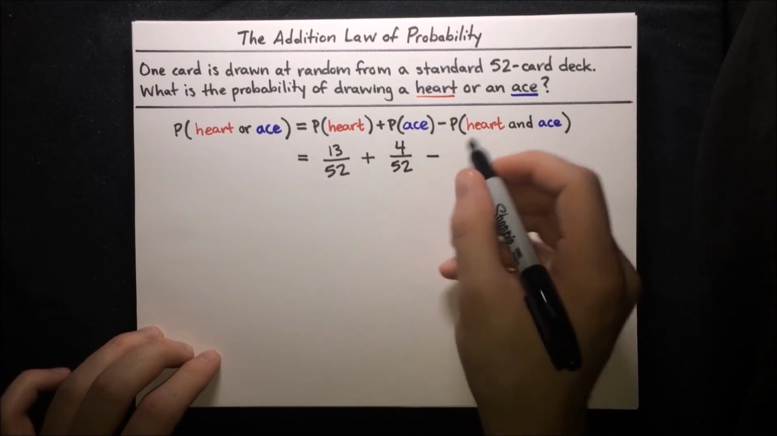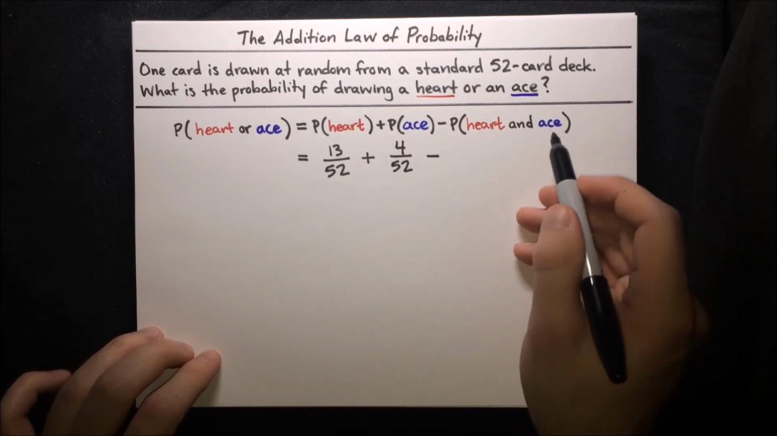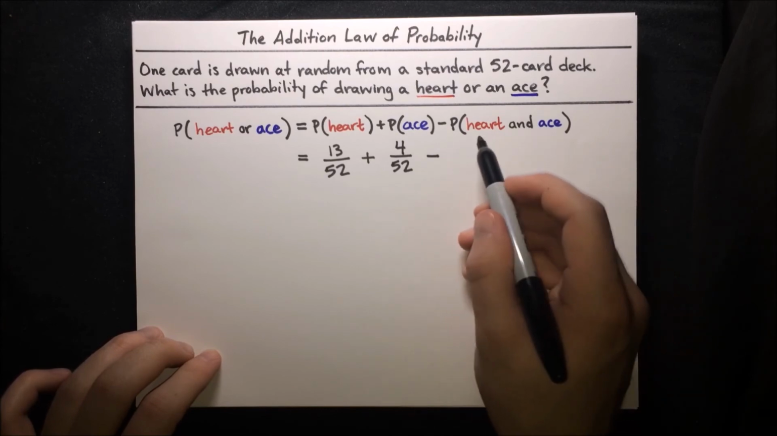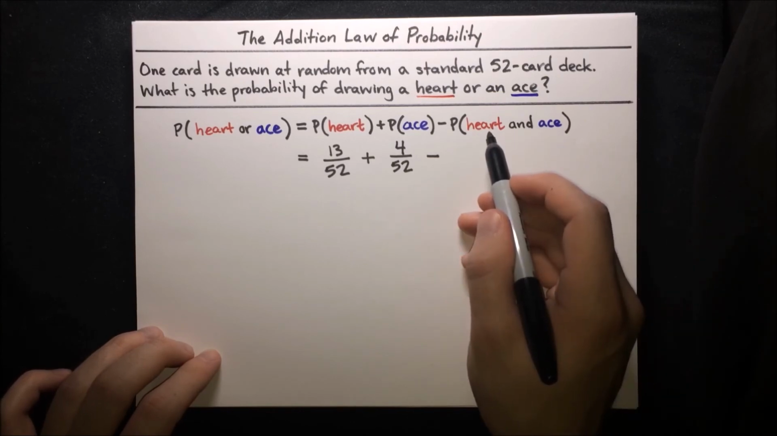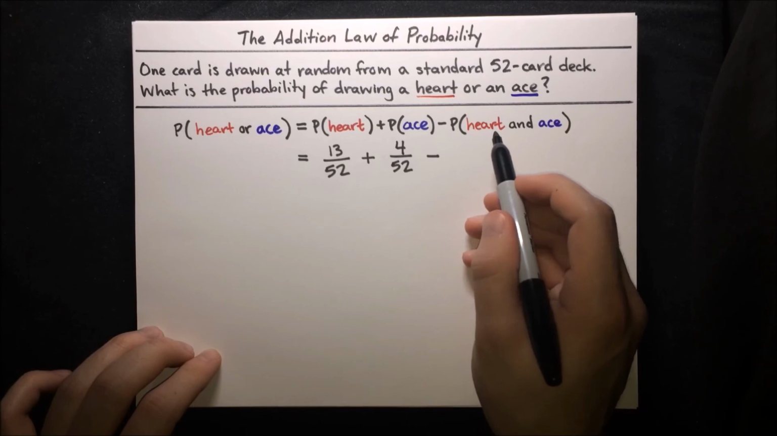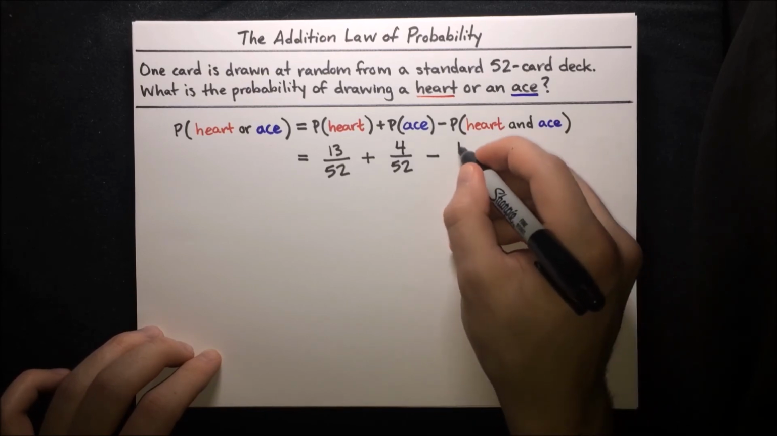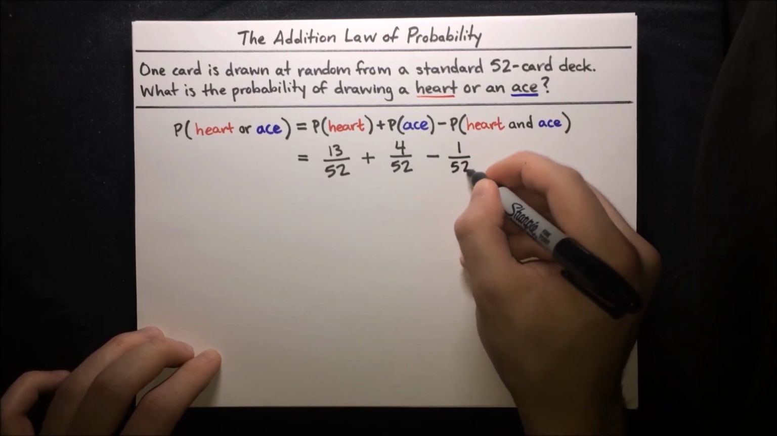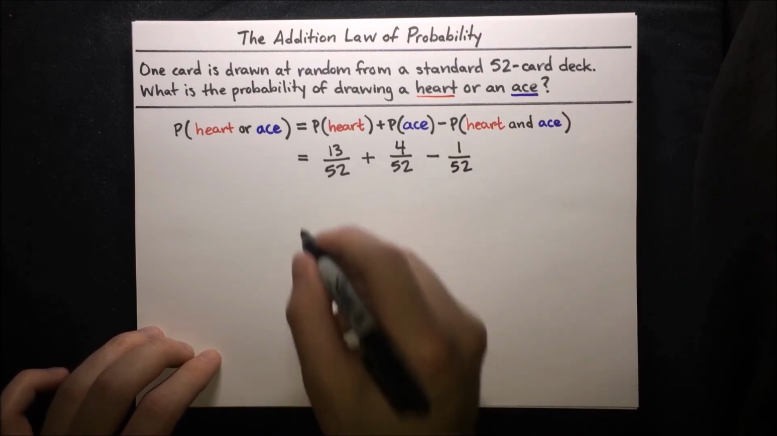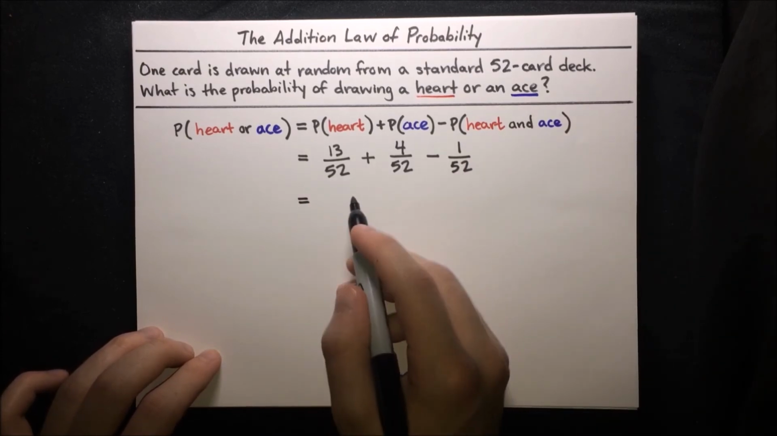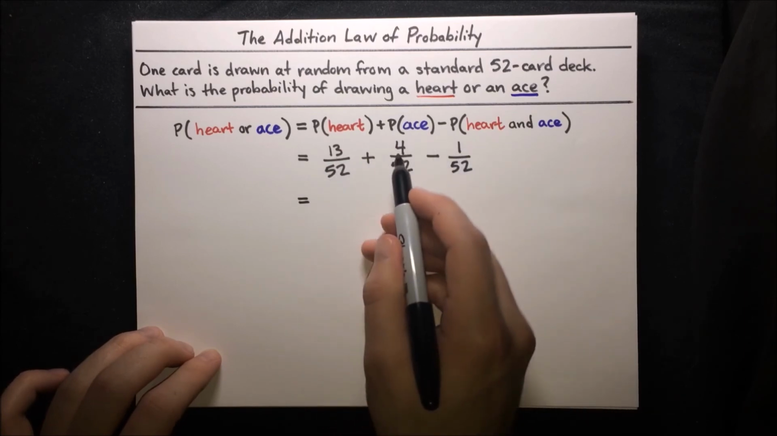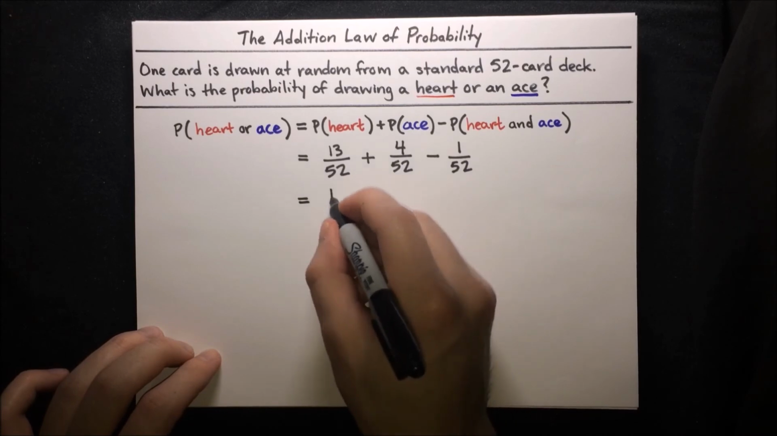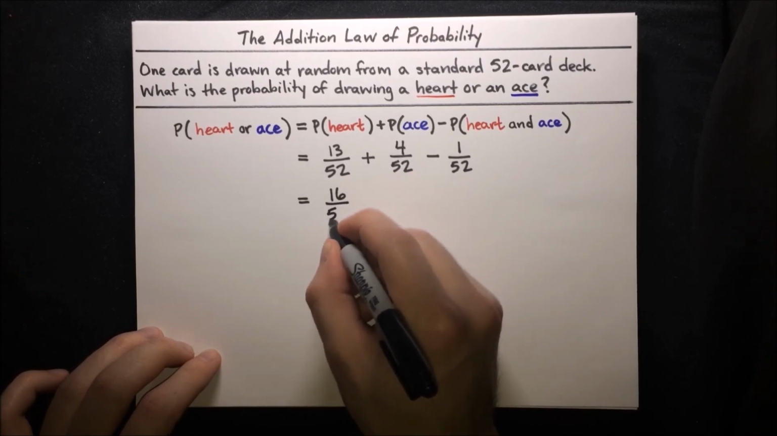Okay, so how about the probability of drawing a heart and an ace? This is really the probability of drawing the card which is the ace of hearts, the ace within the suit hearts. And there's only one of those cards, because each suit only has 1 card of each type. So 1 card out of the 52 cards is the ace of hearts. Now we can just go ahead and compute this. So 13 plus 4 minus 1. Well, 13 plus 4 is 17, minus 1 is 16. So 16 out of 52.